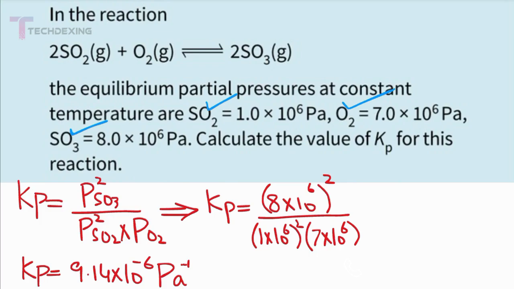So this is how we can use the partial pressures in order to study gaseous equilibria. We can find out the value of Kp by using these partial pressures, and the way we used Kc for liquid phase equilibria, we can use Kp for the gas phase equilibria. Got it? Yes. Okay.